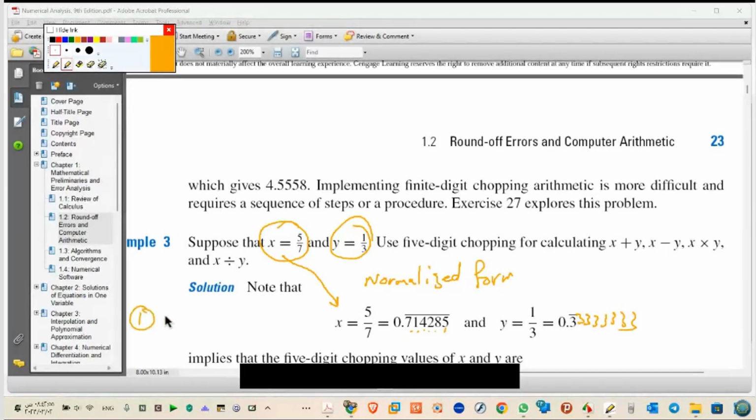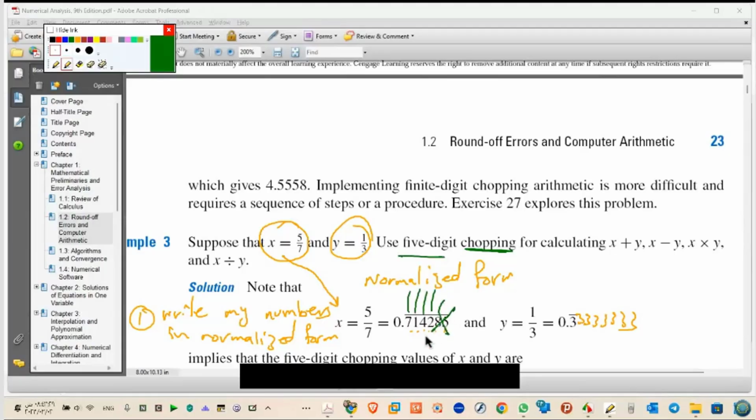So first of all, write my numbers in normalized form. Now, did I apply chopping or rounding? No, not until now. I will apply chopping. So chopping, how many digits? 5. So it's 1, 2, 3, 4, 5, cut. 1, 2, 3, 4, 5, cut.